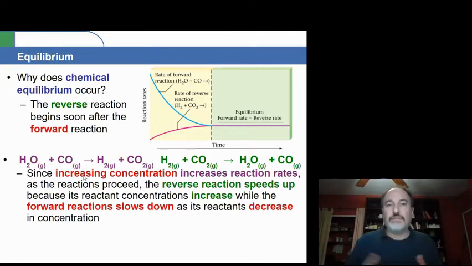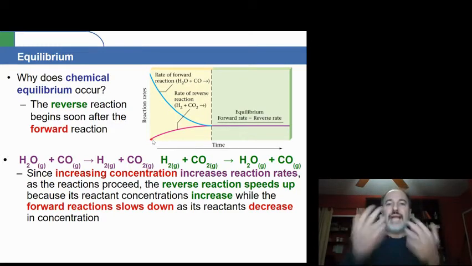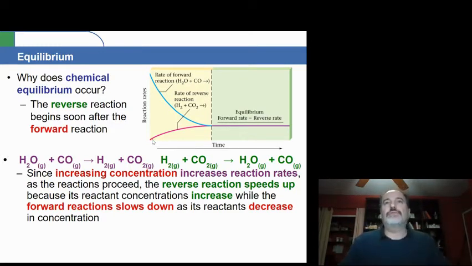The higher the concentration, remember, the more particles there are, the more collisions you're going to have, and therefore the faster the chemical reaction rate. So, as concentration goes up, reaction rate goes up. We learned this. So, as the reactions proceed, the reverse reaction speeds up. Why? Because its reactants are increasing in concentration.